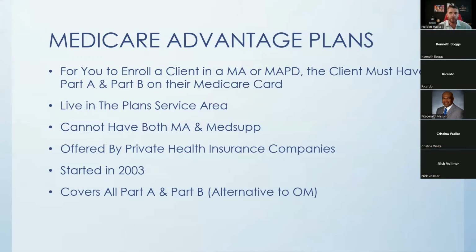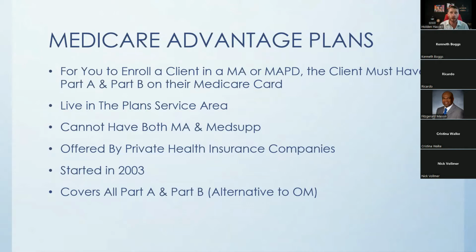Next, it's offered by a private health insurance company, and Medicare Advantage started back in 2003. It covers all of your Part A and your Part B. So it's going to cover your hospital, Part A, and your medical, Part B. If you go in the hospital, it's going to cover it. If you go to skilled nursing, it's going to cover it. If you see your doctor or a physical therapist, it's going to cover it.